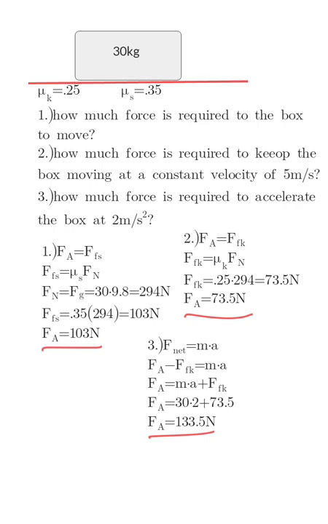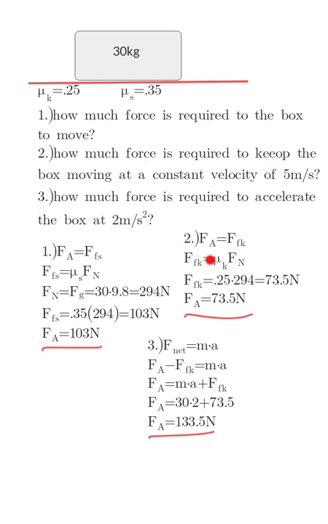All right. Question 2, it says, how much force is required to keep the box moving at a constant velocity of 5 meters per second? Now, I give you a velocity, but that number is actually not important. I put it there because I wanted you to be thrown off. The really important fact is the constant velocity, because constant velocity is, again, an equilibrium situation.